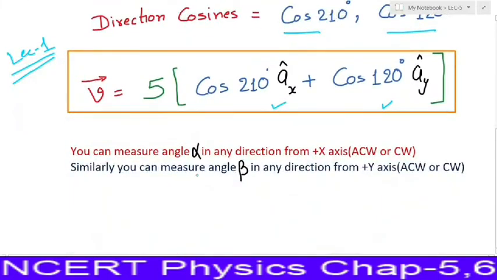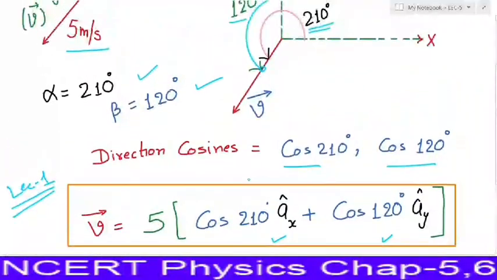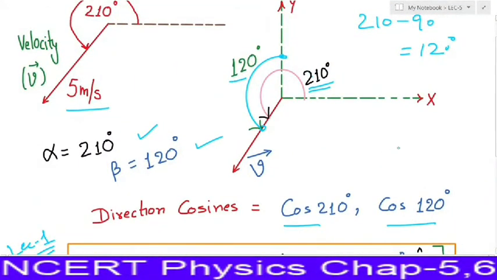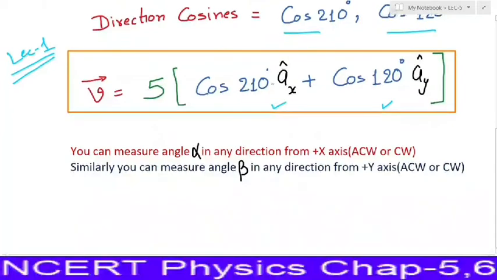When you are finding the angle with positive x-axis or positive y-axis, then you can measure this angle in any direction. Means you can take it in anti-clockwise direction or in clockwise direction. This does not make any difference in the final expression of the vector. The reason is that after getting these angles alpha and beta, you are taking cosine of those angles, and in the cosine function it does not make any difference whether the angle is positive or negative.